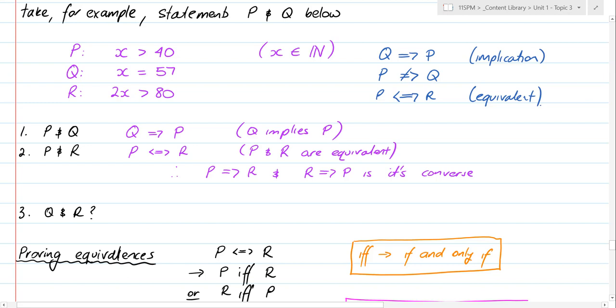Q and R, I've got that as part 3. Are Q and R equivalent statements, or does one imply the other? Equivalent? No, they're not. Q does not imply R, but R does not imply Q. Yes. Okay, so Q implies R, but R does not imply Q. So they're not equivalent. There's just an implication.